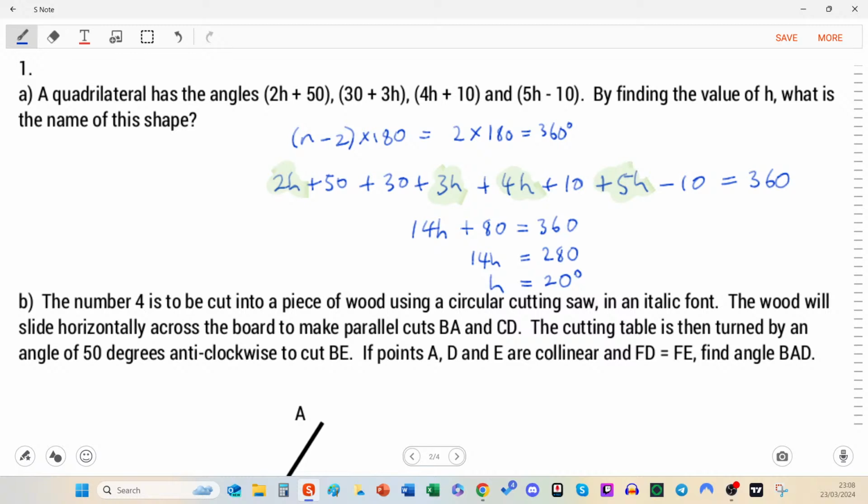Now, what is the name of the shape if h stands for 20? We first of all have to look at all of these angles and find out what they are in real terms. So 20 times 2 is 40, plus 50, that's 90 degrees. 60 plus 30 is 90. Okay, so we've got a four-sided shape with two 90-degree angles. We could have a rectangle, or we could have a trapezium at this point. Let's have a look. 80 plus 10, there's another 90. And 100 take away 10, that's another 90. So once we know h is 20, all of those angles are 90. What sort of shape are we looking at here?